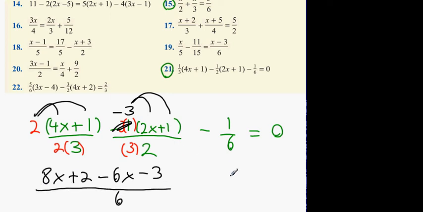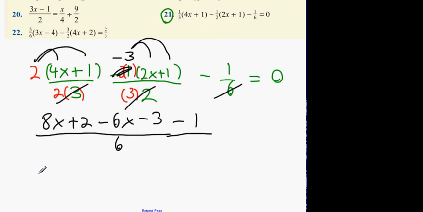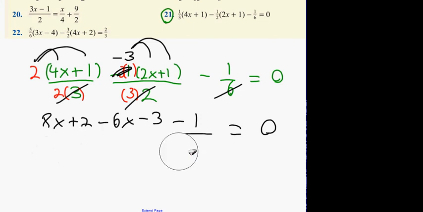Then it's going to be minus 1 on top, because that one is also over 6. So in effect, the bottom just disappears. Are you allowed to just connect that on? Yeah, you're allowed to do that if you want. And then equals 0. In effect, the 6 doesn't exist at the moment, does it? It's just gone. So we're going to add them all together. 8x minus 6x is 2x.